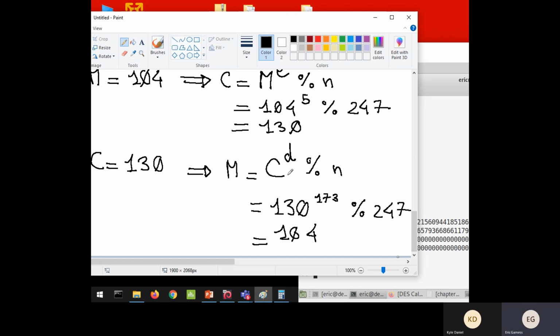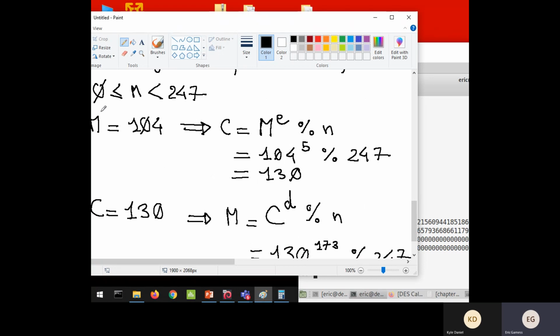So any plain text, which is an integer between 0 inclusive and 246 inclusive, that you encrypt will give you a ciphertext that is also between 0 inclusive and 246 inclusive. And when you decrypt, of course, you will come back to the original integer. Do you have any question about it, or is it clear?